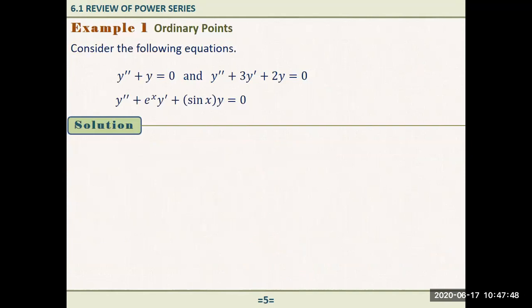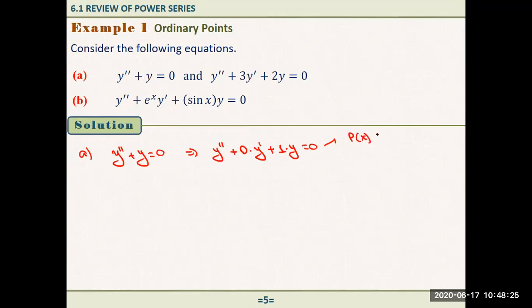What points are ordinary points? What points are singular points of these equations? If you just consider the first one, part 1, y double prime plus y is equal to 0, it is already in standard form. What we have here is y double prime plus 0 times y prime plus 1 times y equal to 0. And what is our p? P of x is equal to 0 and q of x is equal to 1.